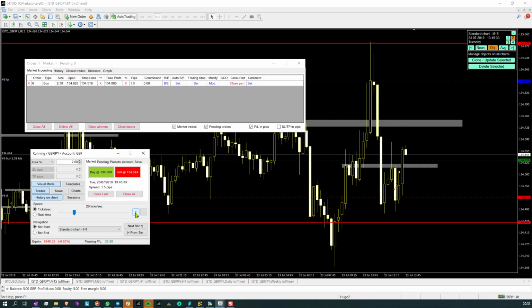We need to pass that week. We closed above, which is very good. Above that zone, we came down and retested. We need to close above. Okay, looking great. Okay, how much do I have? 9 pips.